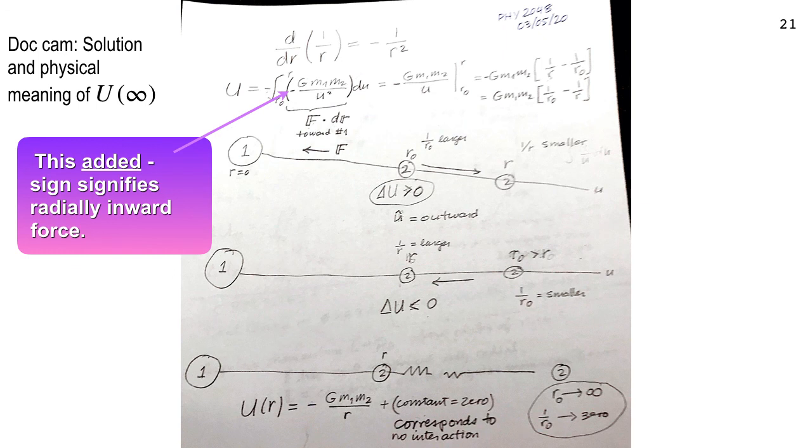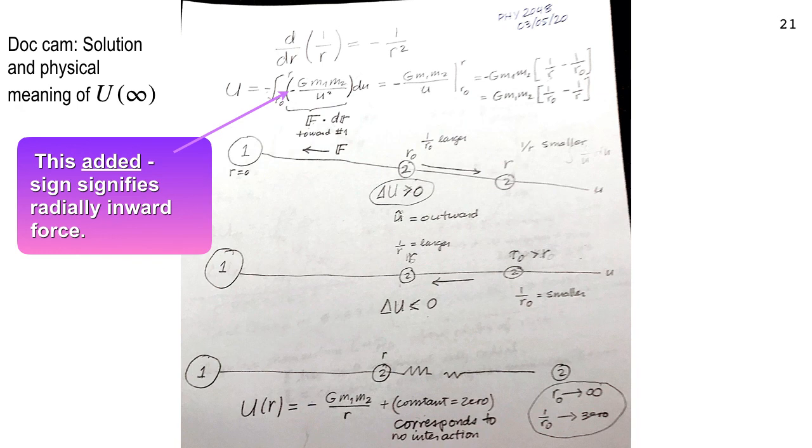And so your potential energy function now, U of R, is now a function of R, and it's simply minus GM1 M2 over R, plus 0. So this means plus a constant equal to 0. So there's your additive constant.